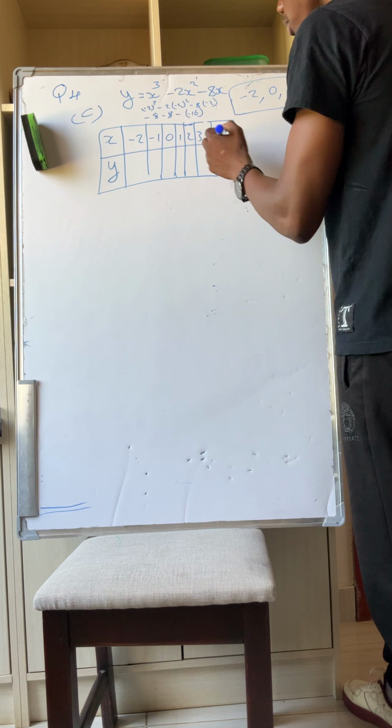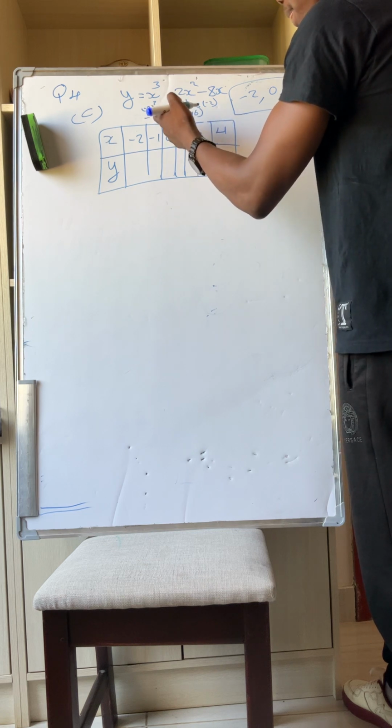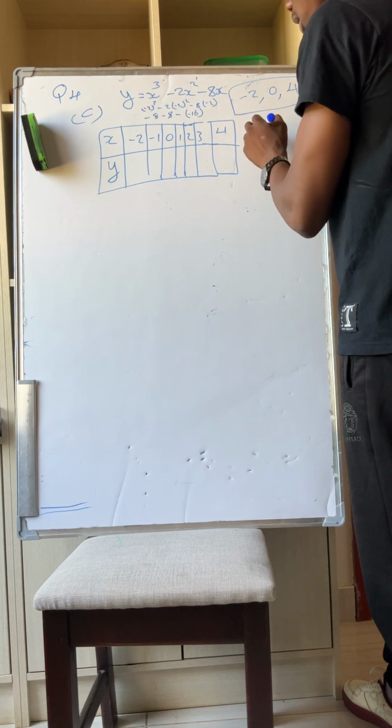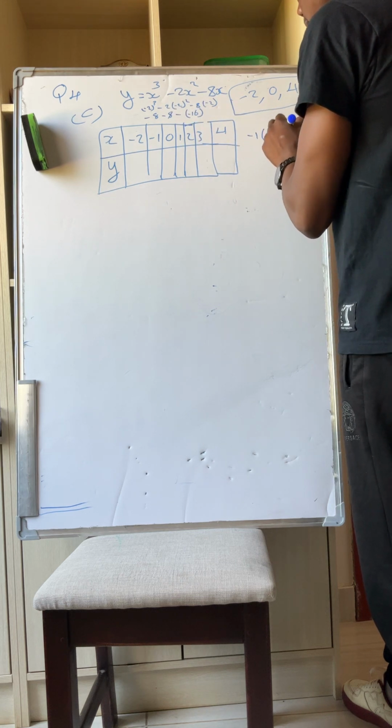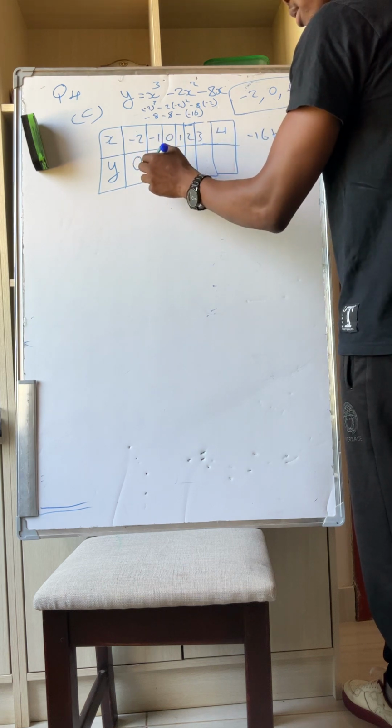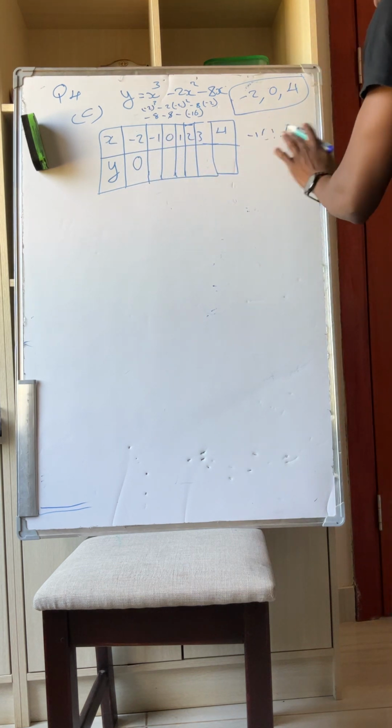So this one, which means negative 8 minus 8, I'm going to have negative 16 plus 16. So this one I'm going to have a 0 here.